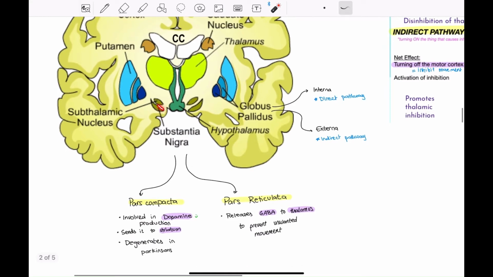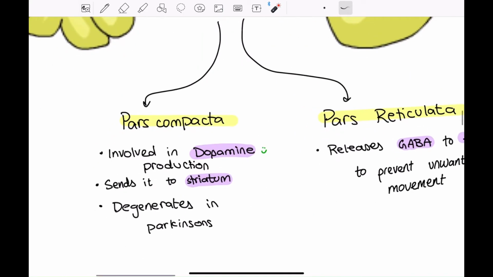And over here we have what's called the substantia nigra. The substantia nigra also has two parts. We have the pars compacta and the pars reticulata. For today, we're mostly having an emphasis on the pars compacta as it's involved in both the direct and indirect pathway. How so? It essentially is involved in the production of dopamine, and it sends it to the striatum.